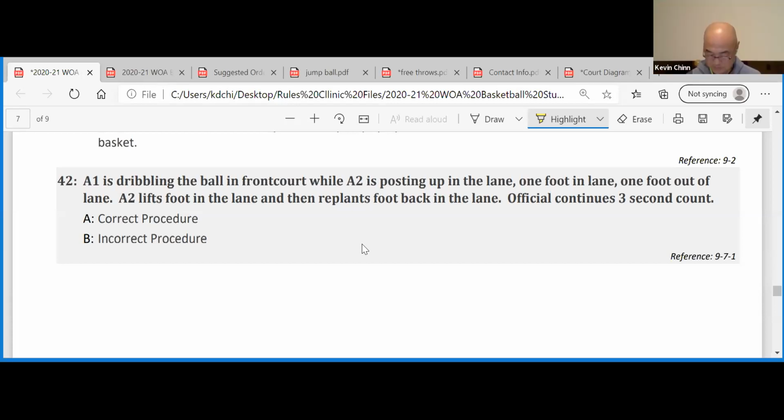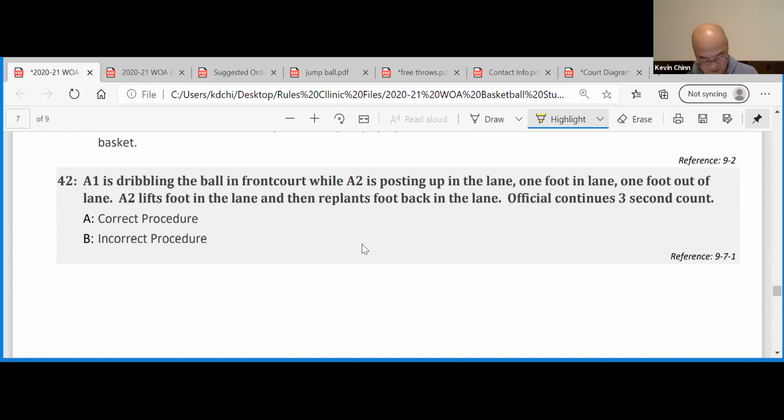Yeah. Okay, so he never established position out of the key, because he lifted the foot. Just because he lifted the foot, wouldn't he have had to put it outside the lane to establish he's out of the lane? There's nothing wrong with that logic.